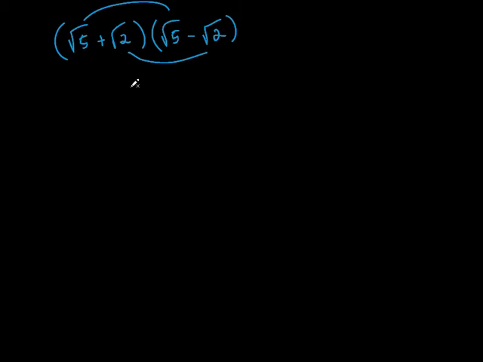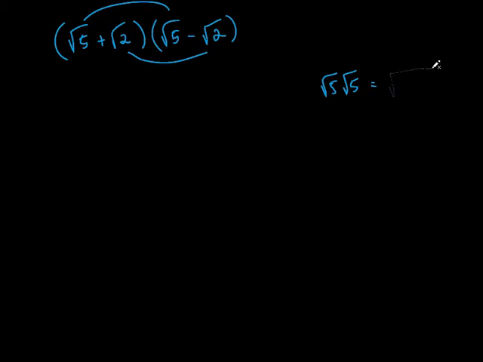Square root of 5 times square root of 5. Is it 25? Let's do it off to the side here. The square root of 5 times the square root of 5. It's just 5, isn't it? It's just plain old 5.